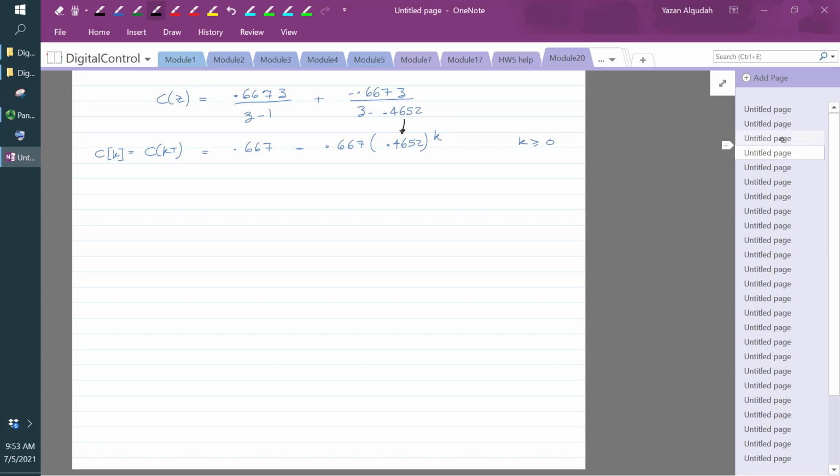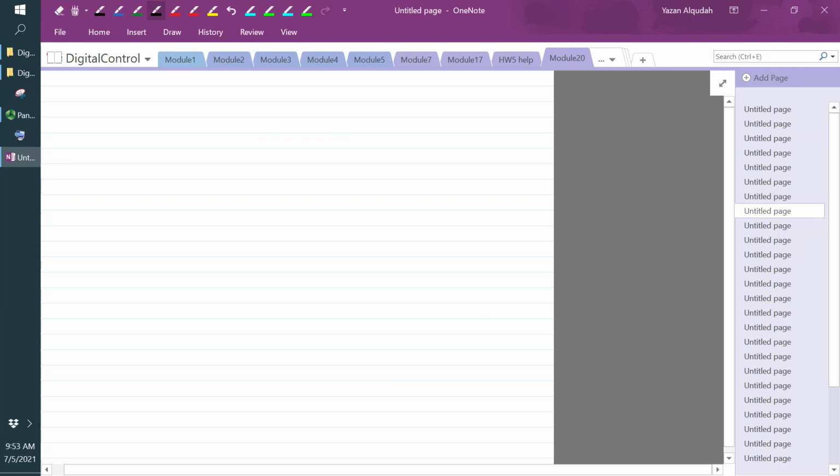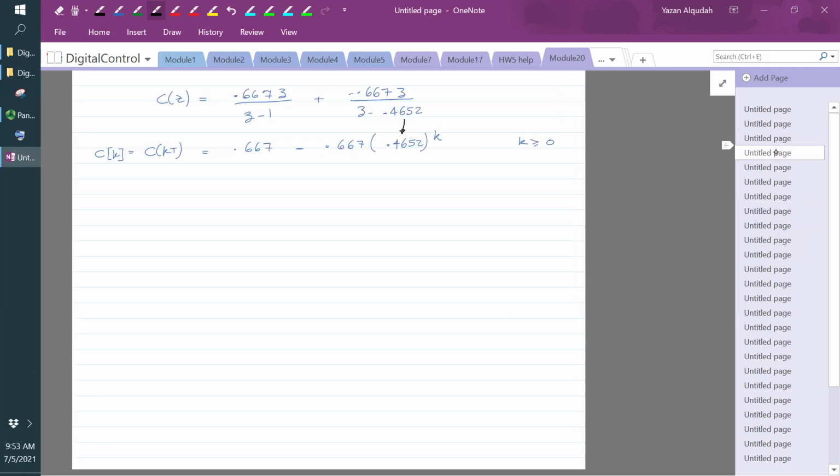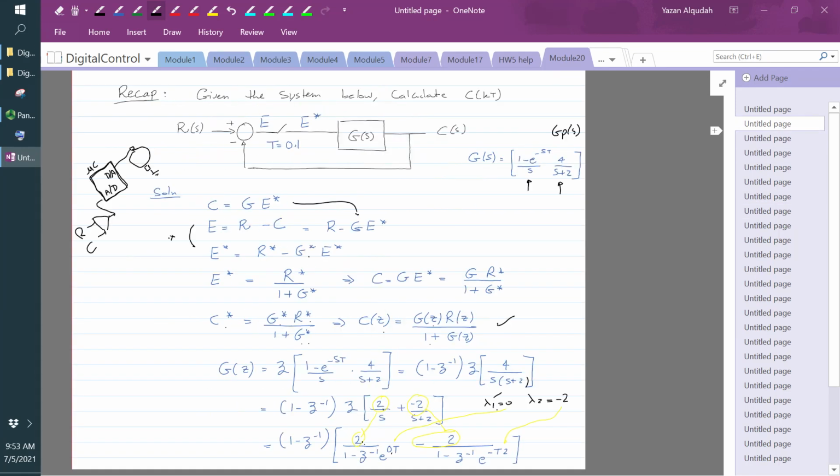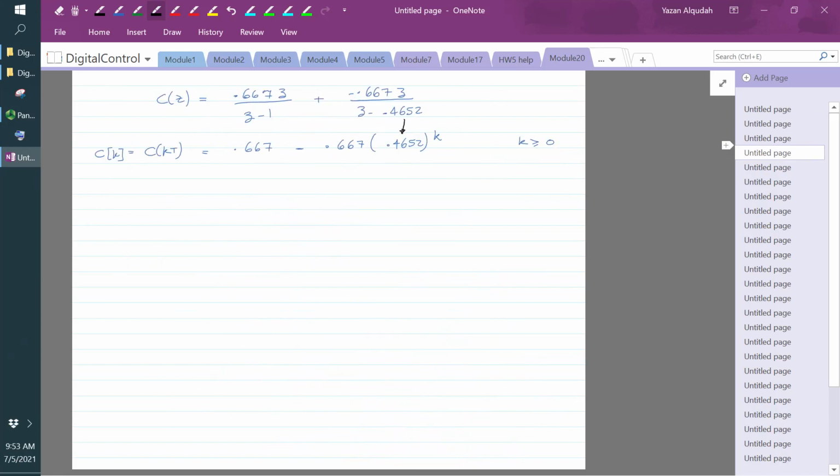What this tells me is, if I were to look at samples of this continuous time system output every T seconds, these are the values that I'm going to get at that output. So this is what we've been doing in the last few modules, and hopefully this is now more familiar and makes sense to everybody.